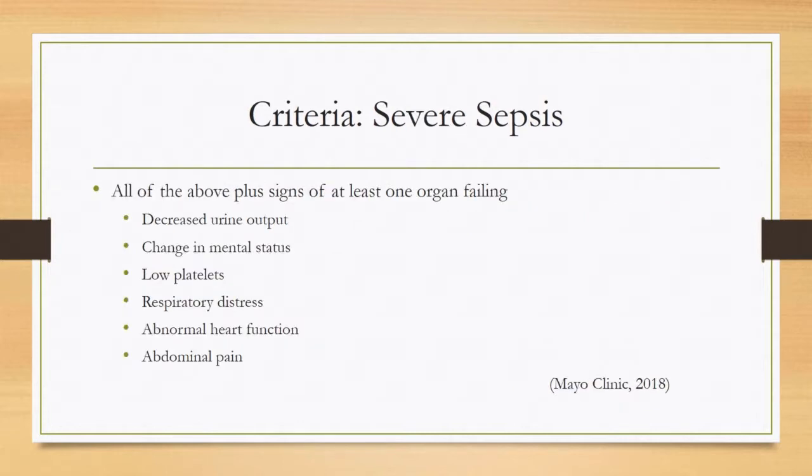To take it to the next level of severe sepsis, you've got all of the above plus at least 1 organ is failing. So if it's kidneys, that's decreased urine output. If it's the brain, change in mental status. Could be confusion, could be delirium, could be unconsciousness. Other possibilities: low platelets, respiratory distress, abnormal heart function, or abdominal pain. Abdominal pain, granted, sounds a bit vague, could be anything, but if somebody's already in sepsis, any new abdominal pain is definitely going to be suspect that it's a sign of one of the organs in the abdominal cavity failing, and would probably bump the diagnosis up to severe, at least until they determine what the source of that pain is.